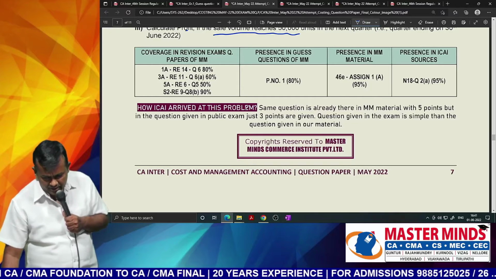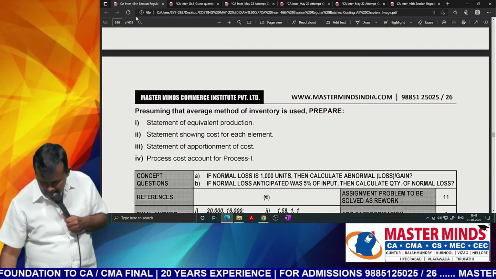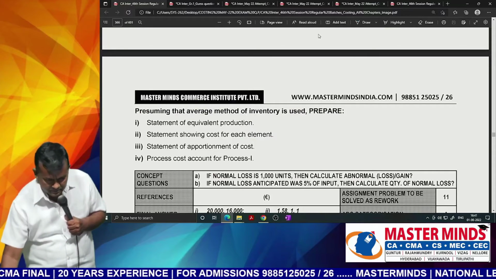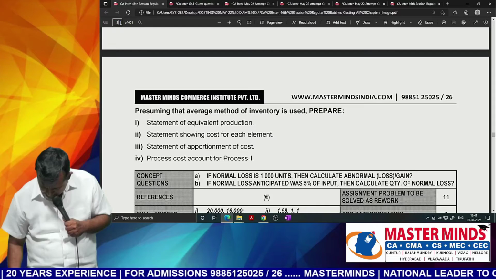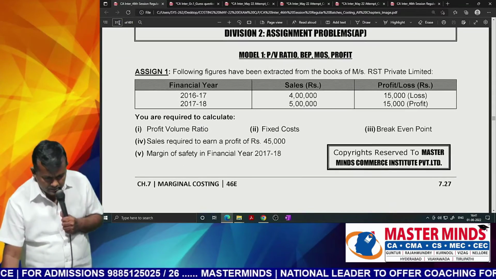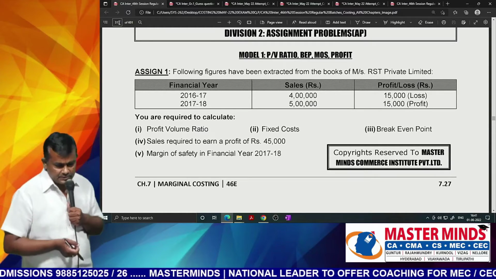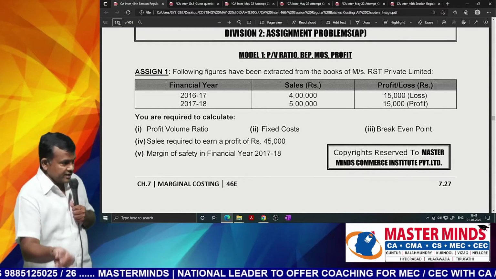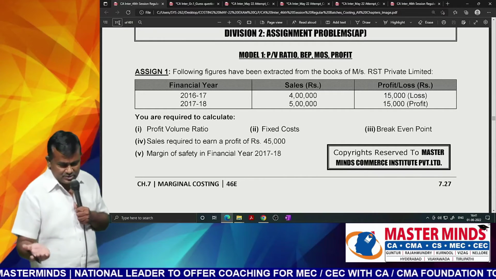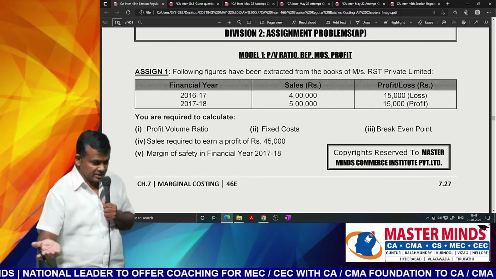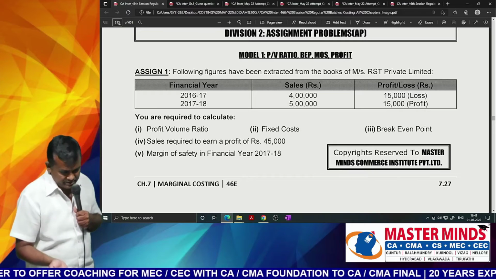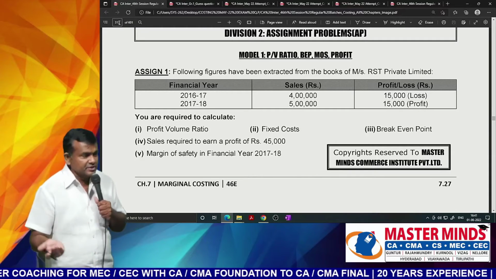So in our main material, number 312. So this is the problem, assignment 1. Here 2 financial years are given, but in the examination 2 quarters are given. So here also sales and profits are available at 2 different volumes. Here the question is asking PV ratio, fixed cost, break even point, and sales required to earn a profit of 45,000.